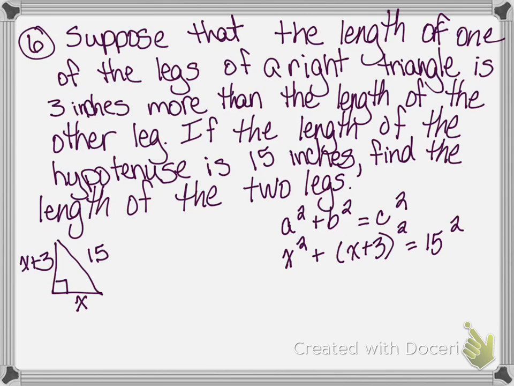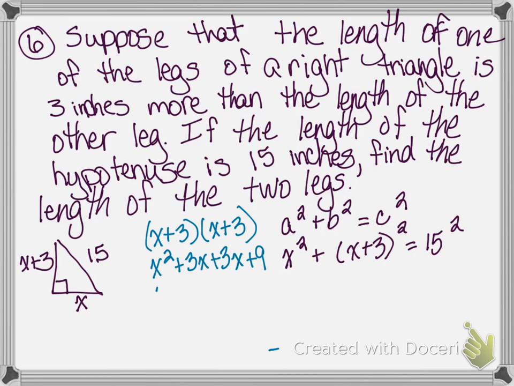Okay, what do I have to do with the x plus 3? Yes, I have to FOIL. So I'm going to take x plus 3 and multiply it times x plus 3. So I have x times x is x squared. X times 3 is 3x. 3 times x, 3 times 3. So I have x squared plus 6x plus 9.